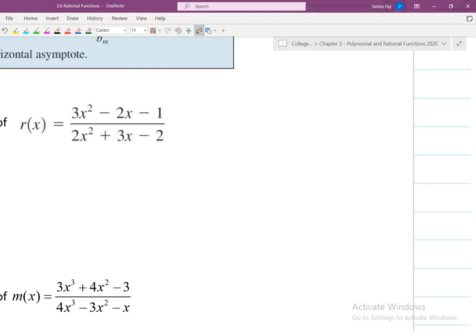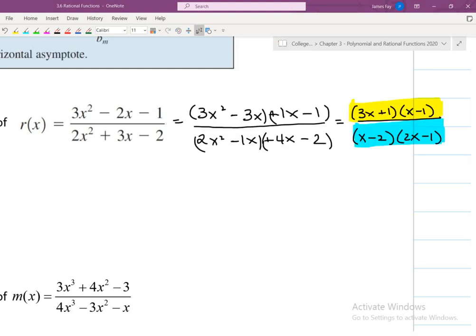You need 2 versions of that rational function. You need the expanded version, and you need the factored version. Okay, so go ahead and take that on your own time here real quick and factor. All right, did we get those factored forms up there? 3x plus 1 times x minus 1 on the top, x minus 2, 2x minus 1 on the bottom.